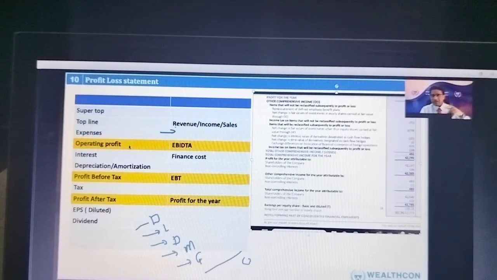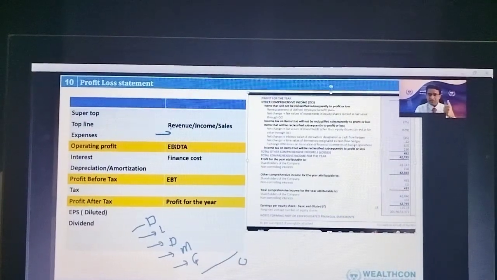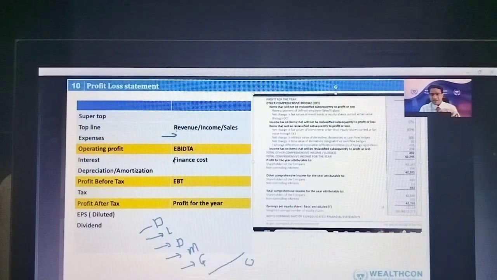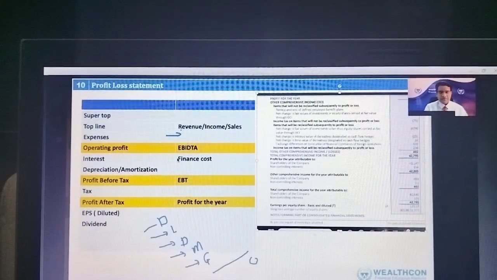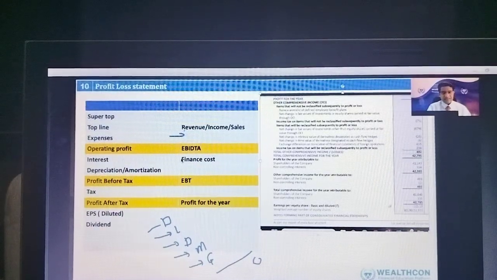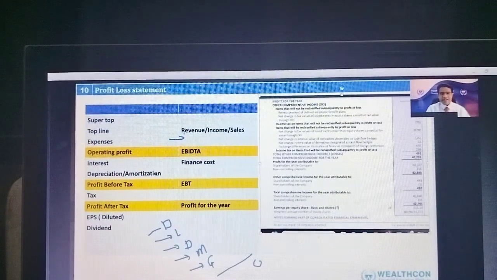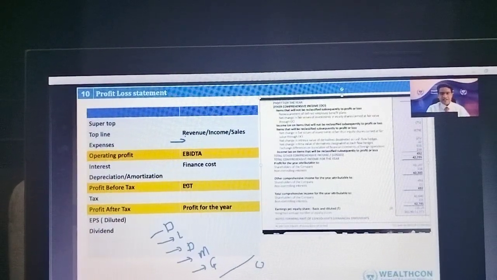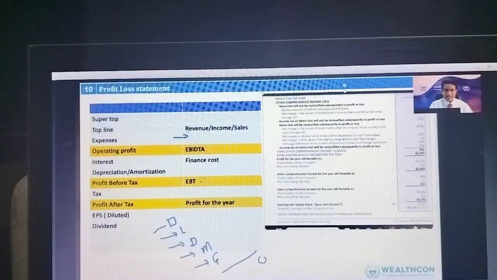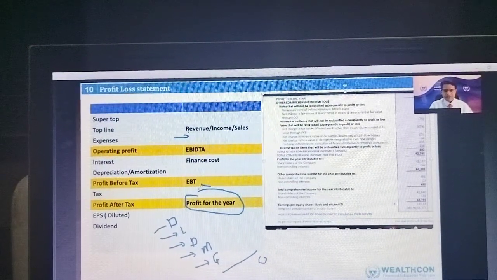So operating profit does not include the interest cost. It does not include the depreciation. This is operating profit or EBITDA. And then there comes the interest. Another word for interest is finance cost. That is interest, not principal repayment. This is the sequence in which money goes, and then depreciation is mentioned here, and then comes profit before tax, also earning before tax, and the tax money goes, and what remains in the hands of the owner is profit after tax.